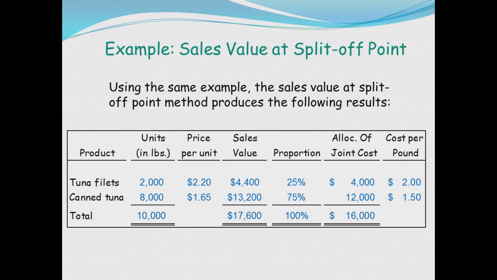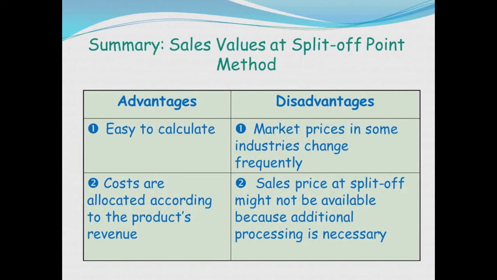After here, it's the same process. $16,000 total dollars of cost, split up 25 and 75. So now you have a different, probably more fair allocation of those original $16,000. That says you'll make 20 cents a pound on the fillets and 15 cents a pound on the canned tuna, based upon this total, compared to 60 cents a pound for the fillets and 5 cents a pound for the canned tuna. So, relatively easy to calculate, not that hard, right? Costs are allocated according to the product's revenue. That's good. It makes a more fair allocation.